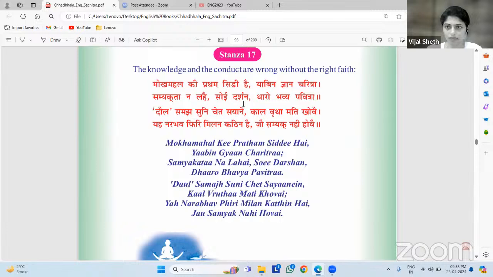Don't make efforts in charitra first or gyan first, because they will follow along. If your belief is right, then as a byproduct, your indulgence in the sensory pleasures will become lesser. Your inclination towards gyan will become more. It is going to be a byproduct if you have this right faith.